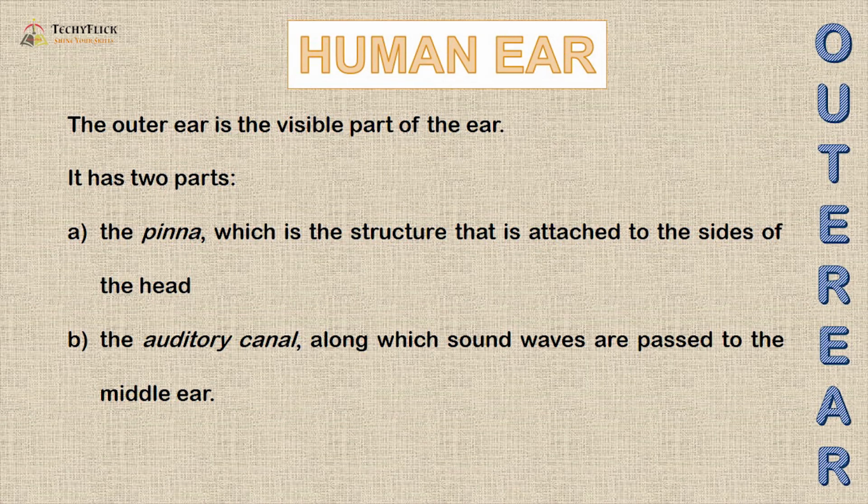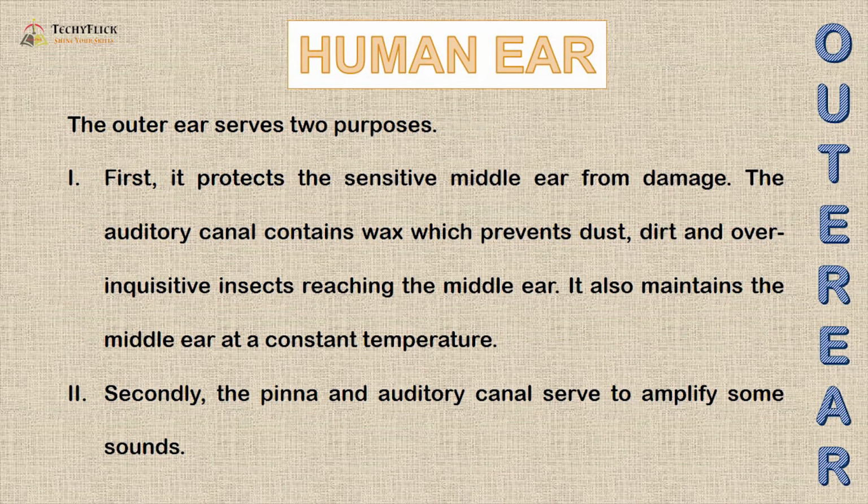The pinna is the structure that is attached to the sides of the head, and the auditory canal is along which sound waves are passed to the middle ear. The outer ear serves two purposes. The first purpose is that it protects the sensitive middle ear from damage. The auditory canal contains wax which prevents dust, dirt, and over-inquisitive insects reaching the middle ear. It also maintains the middle ear at a constant temperature. The second purpose is that the pinna and auditory canal serve to amplify some sounds.